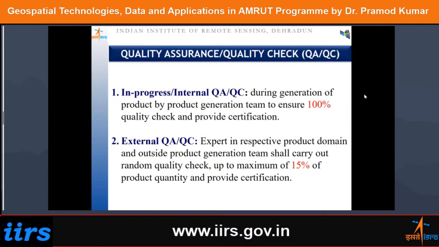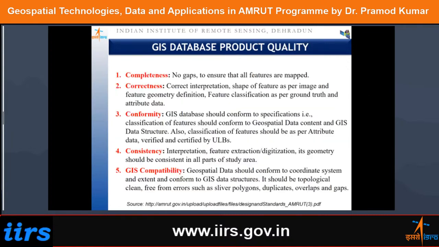Now, once the database is generated, the document says the various properties of the GIS, that is completeness, correctness, conformity, consistency and GIS compatibility, have to be met. So what is completeness? That means no gaps. Correctness means correct interpretation. Conformity means you should conform to the standards. That means the nomenclature for each class and each category has been given, codes have been given, and that kind of code has to be met for all 497 or 500 cities.